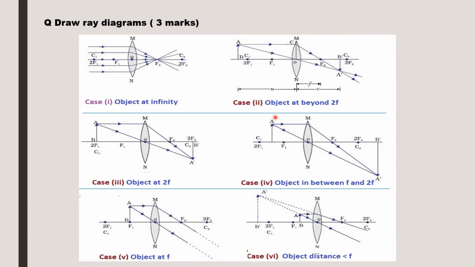Practice all the 6 ray diagrams for convex lenses. When the object is at infinity, when the object is beyond 2f1, when the object is at 2f1, when the object is between f1 and 2f1, when the object is at f1, and when the object is between f1 and O. So practice these ray diagrams. These carry 3 marks. For drawing the diagram, 2 marks, and for describing the nature, position and size of the image, 1 mark.